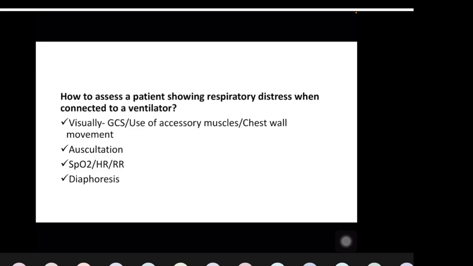Obviously, we can auscultate the patient if facilities are there. We can assess if the saturation is falling, if there is tachycardia, if there is tachypnea, if there is hypertension. All these conditions can be used to assess the respiratory distress in a patient.